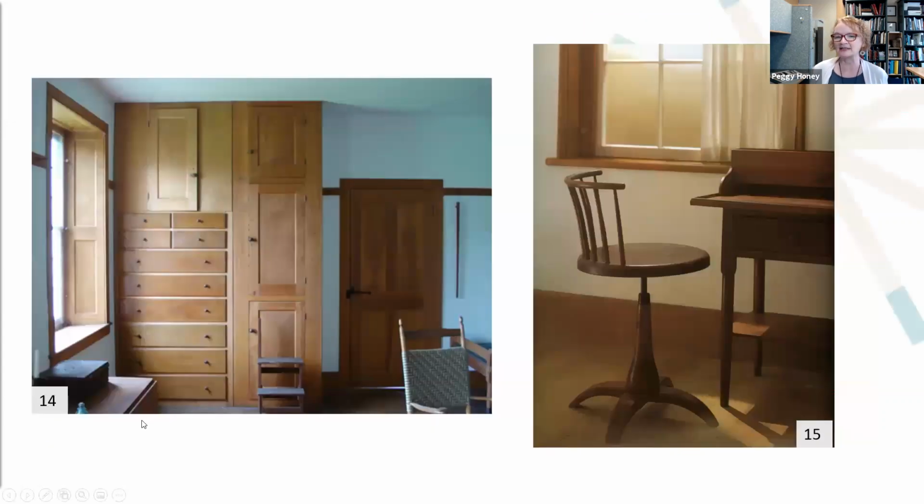Another thing that the Shakers did was they implemented a lot of built-in furniture. So if you imagine up until this time, most storage pieces were great big armoires and things like that. The Shakers built their storage in and then had the furniture pieces separate from that. They had fewer pieces of furniture in a room than the Victorians did.